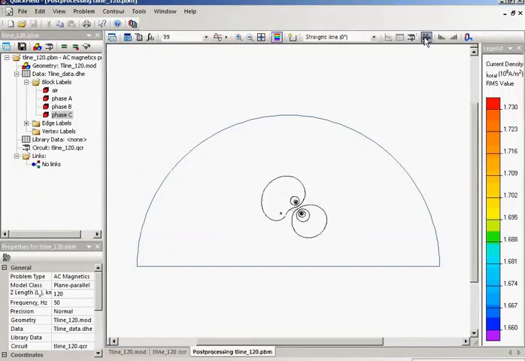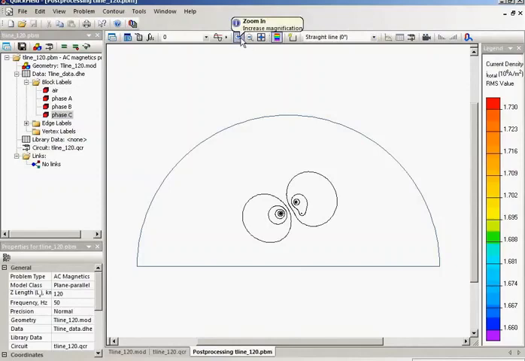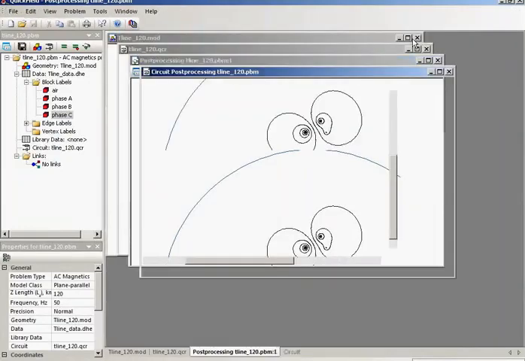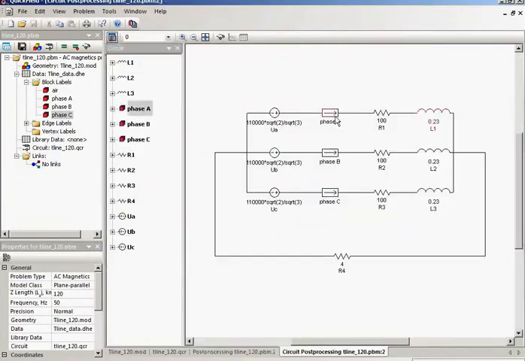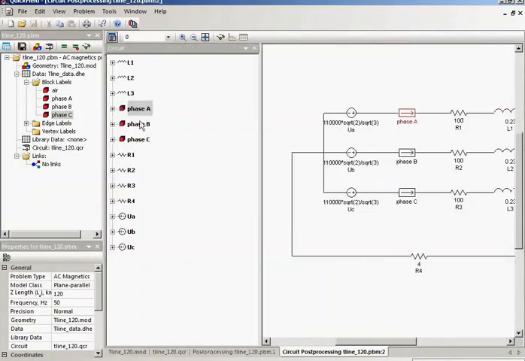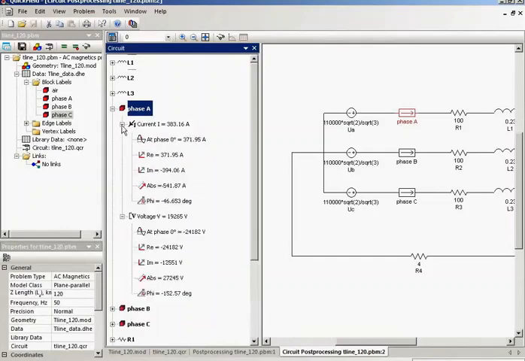This is the field distribution, the magnetic field distribution produced by my transmission line. Again, I would like to repeat the real experiment. I will not measure the fluxes, I will measure the currents and voltages. These are the circuit simulation results.